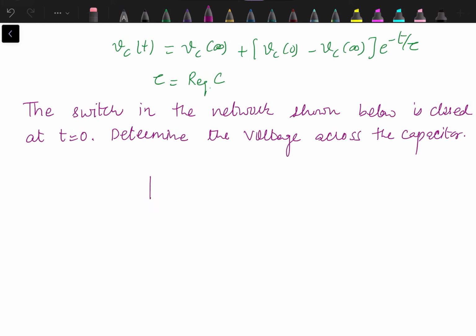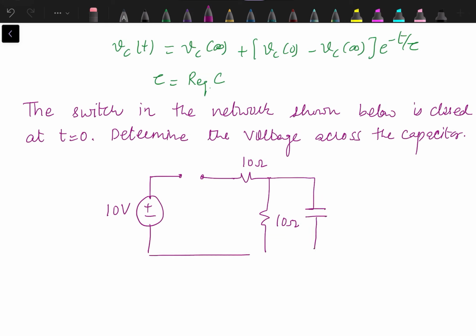The circuit consists of a voltage source in series with a resistance. We have another resistance of 10 ohm over here, and a capacitor is connected in parallel with this resistance. Capacitor is of value 2 farad. This switch is closed at t equal to 0, and we need to find out the voltage across the capacitor. Let's say this is Vc.